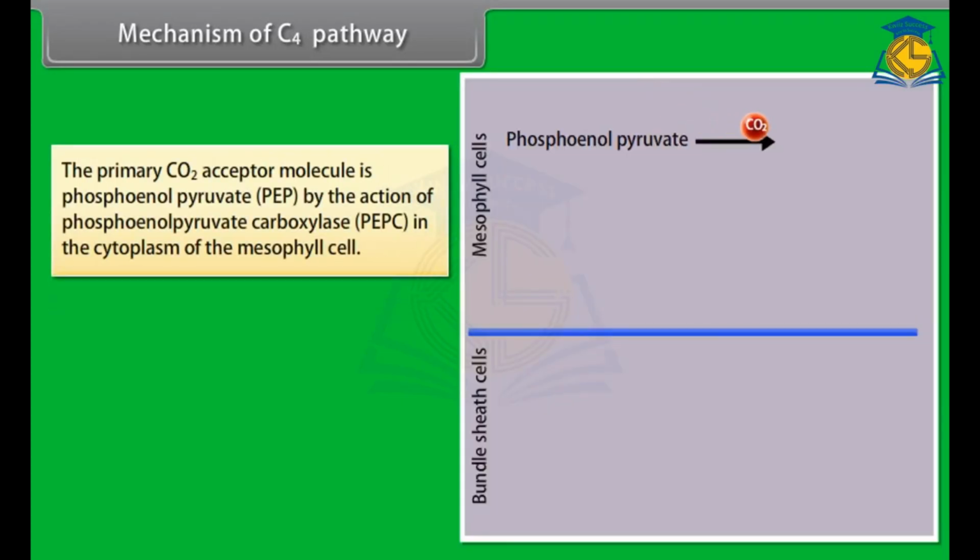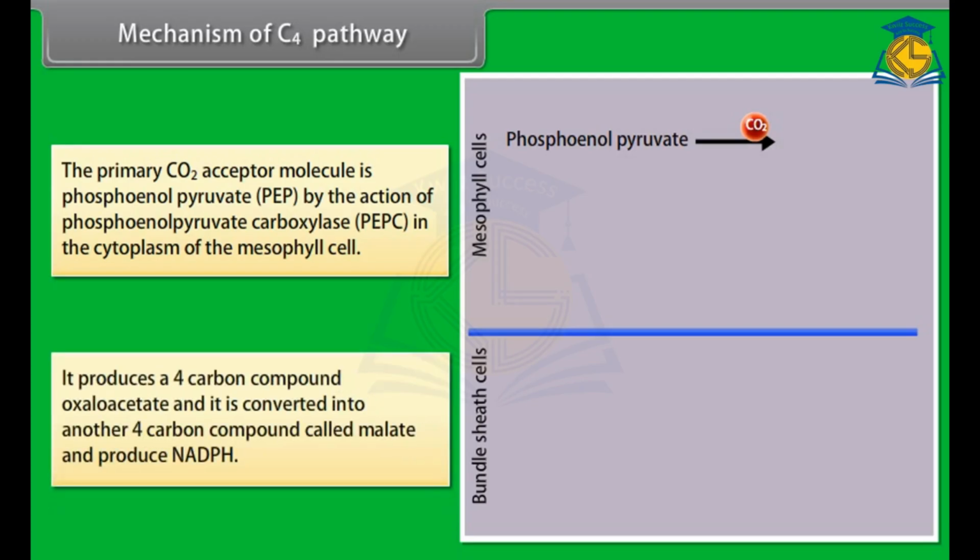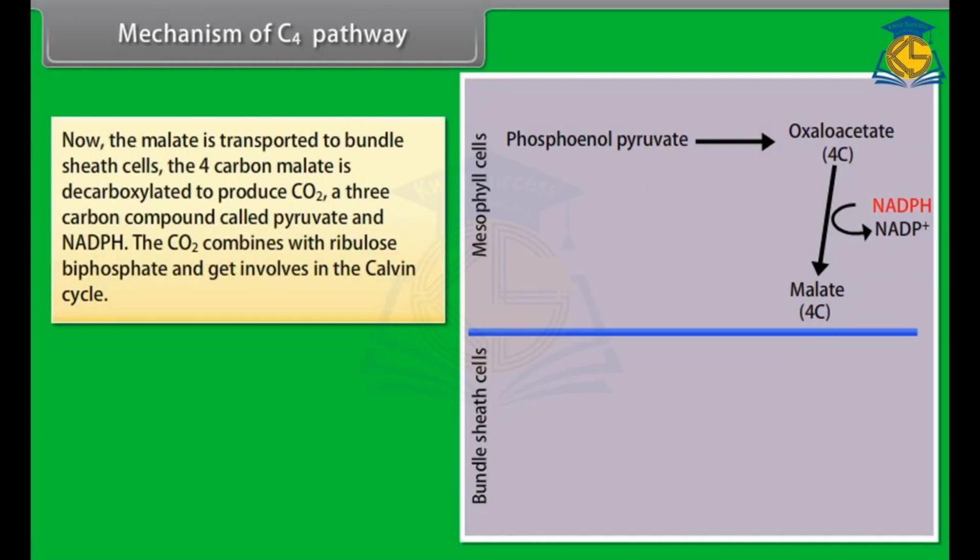The primary carbon dioxide acceptor molecule is phosphoenol pyruvate, by the action of phosphoenol pyruvate carboxylase in the cytoplasm of mesophyll cells. It produces a 4-carbon compound, oxaloacetate, which is converted into another 4-carbon compound called malate, and produces NADPH. Now, the malate is transported to bundle sheath cells.